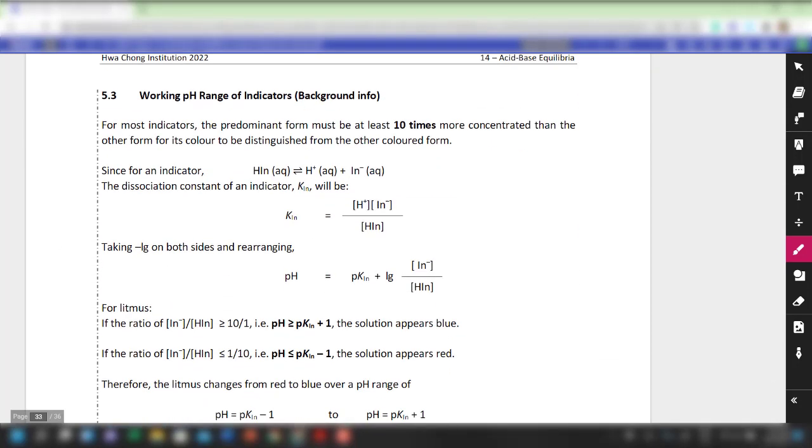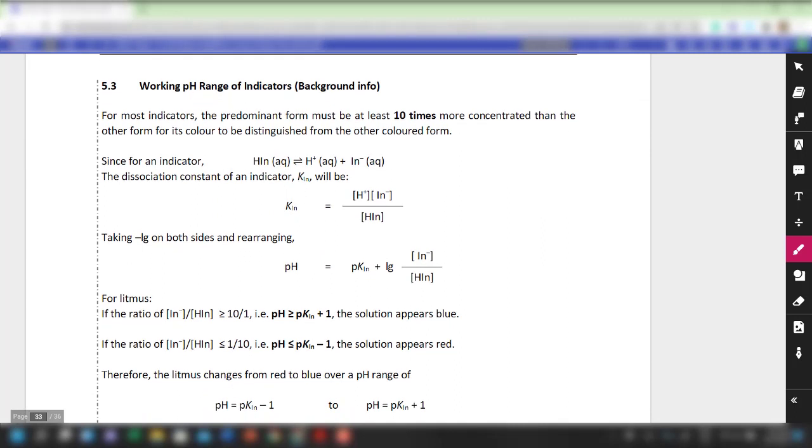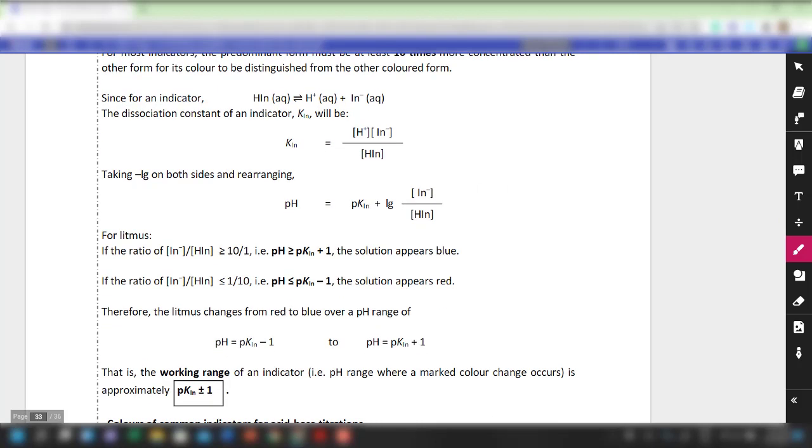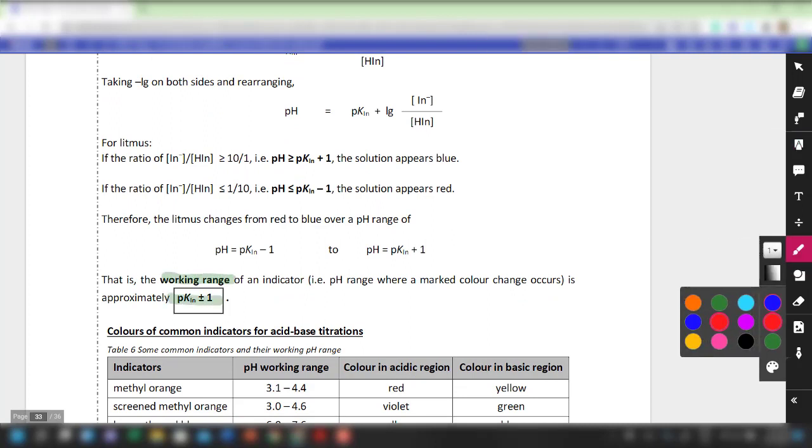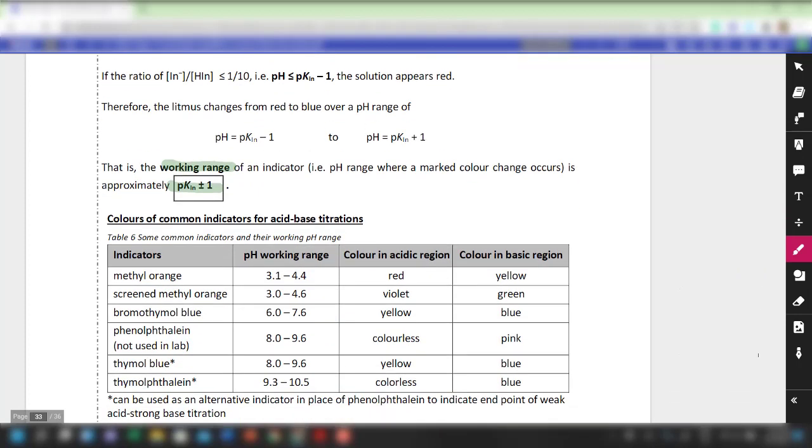Working range of indicators is also important. Generally we are looking at the equilibrium constant of the indicator between the conjugate base and its acid. So we are really looking at pK indicator plus minus 1. In general, the working range of the indicator is pK indicator plus minus 1. I think you can read through the details.